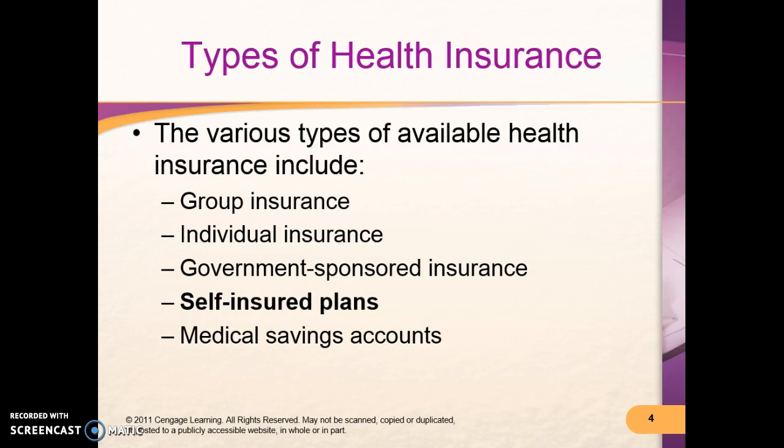Group insurance is something that typically someone might have through an employer. So you might have Blue Cross Blue Shield, something along those lines. Individual insurance could be something that you purchase on your own. Government-sponsored insurance could be something like Medicare or Medicaid. Could also be TRICARE for the military. Then we've also got self-insured plans that typically are things that folks who may own their own business would have. And then medical savings accounts.